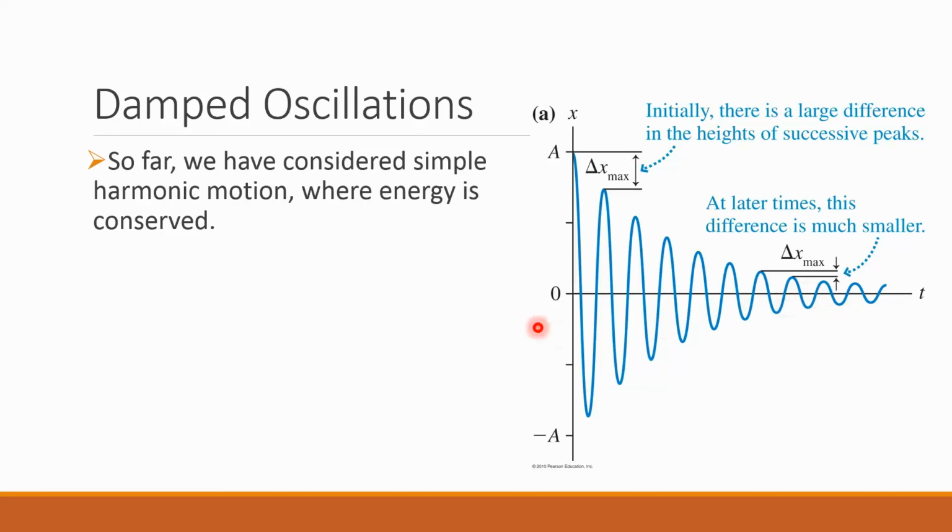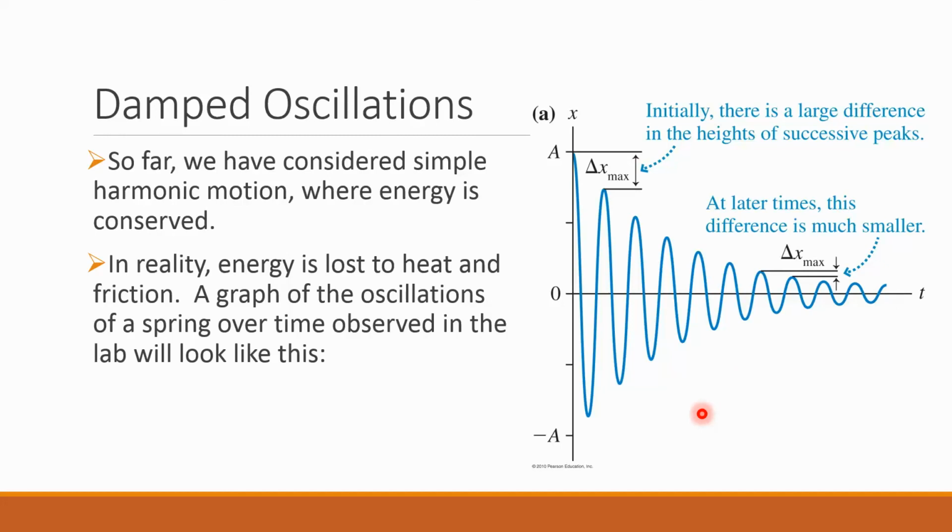So when energy is lost, it's called a damped oscillation. Damped means energy goes, and so you'll notice that over time it'll get smaller and smaller. Eventually it will come to rest. In reality, energy is lost to heat and friction. A graph of these oscillations over time looks like this. Damped oscillations are when energy is lost.